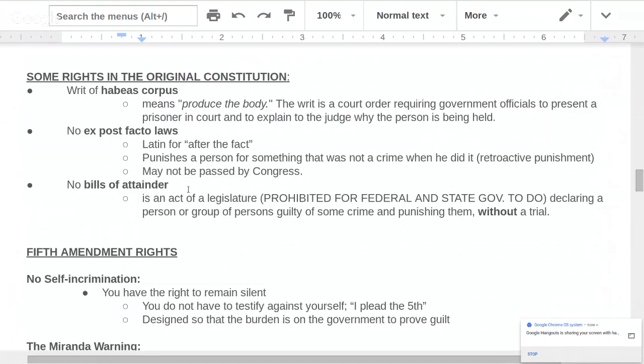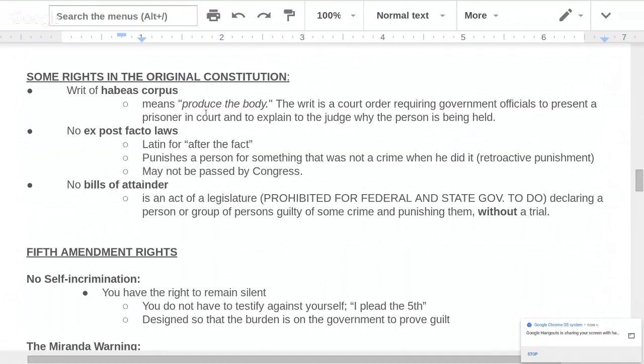So, some rights in the original Constitution are the right of habeas corpus, no ex post facto laws, and no bill of attainder. So these three are very important. They are rights in the original Constitution. They are not established by any court cases. The original framers wrote this in the Constitution.